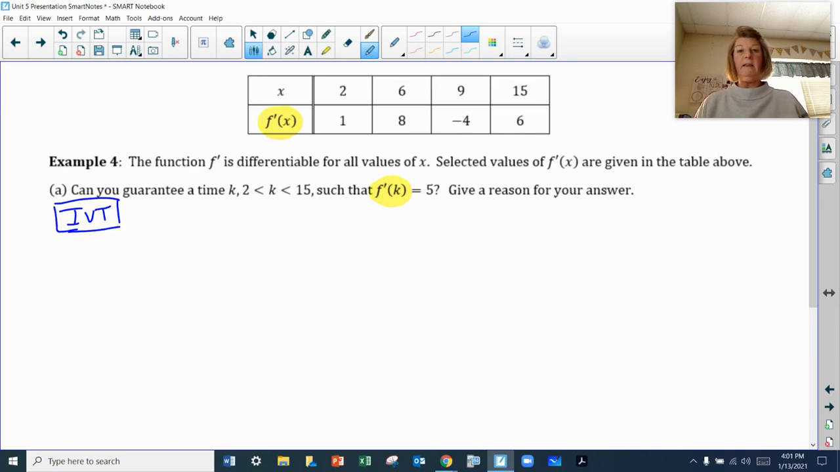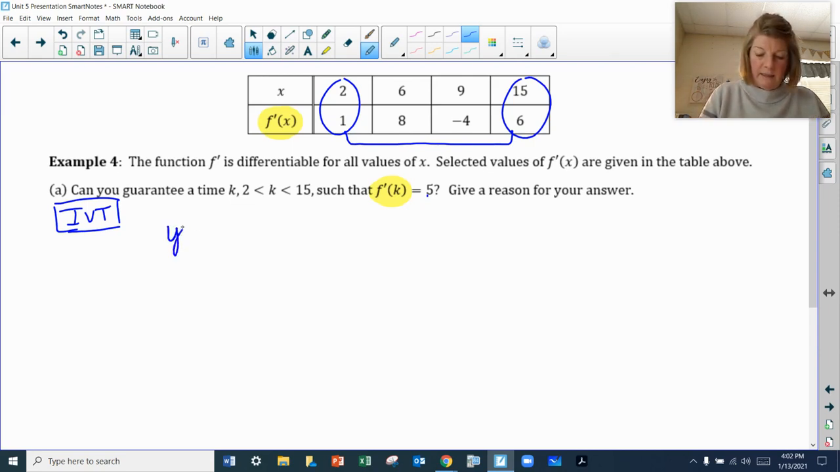The IVT will guarantee this for us if we meet the conditions, right? So basically, 5 has to be between, and one place to check would be our endpoints. From 2 to 15, we get (2, 1) and (15, 6) as our ordered pairs. 5, the y value, sits between 1 and 6, so everything's looking like go ahead. All right, so we can say yes, f prime is differentiable.